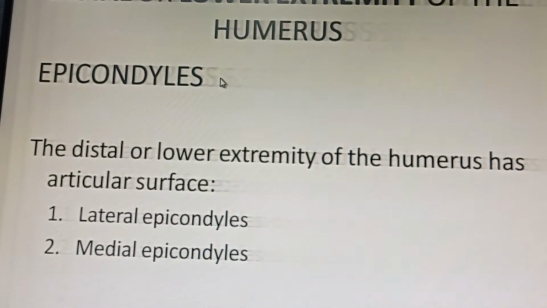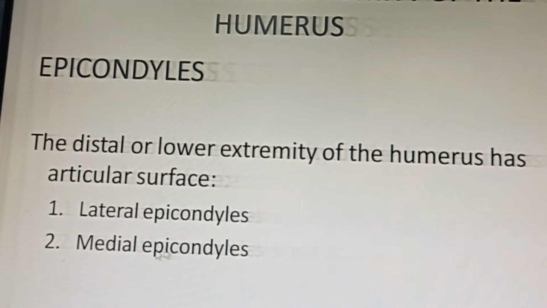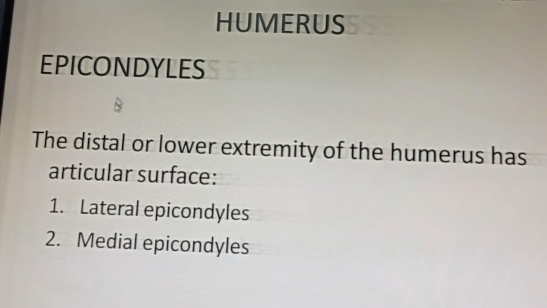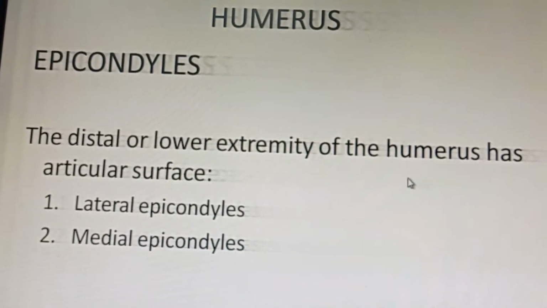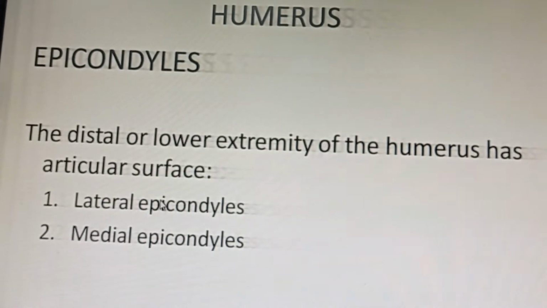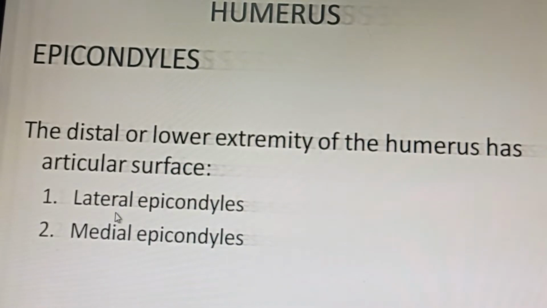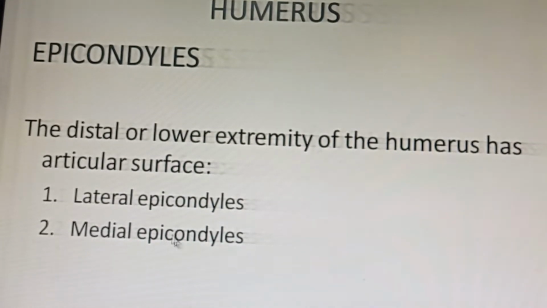The first two bone markings at the distal end of the humerus are the lateral epicondyle and the medial epicondyle. Two epicondyles are present at the distal or lower extremity of the humerus. These are basically joint surfaces, called articular surfaces, which participate in the formation of a joint. These surfaces are the lateral epicondyle and the medial epicondyle.